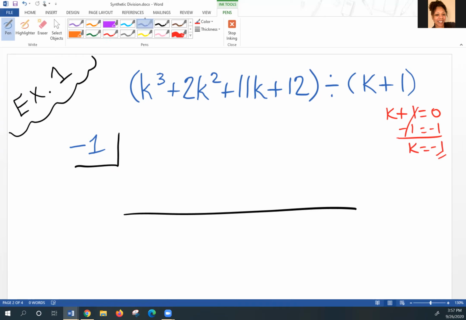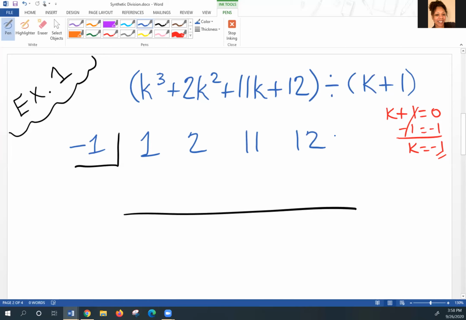The next thing I want to do is look at my dividend and make sure it's in standard form. So with my highest exponent, counting down 3, 2, 1, and then there's no exponent, I only want to write the coefficient. The coefficient is the number that's in front of the variable, as well as the constant. So 1 and the sign, 2, 11, and 12. So this is how you get started.